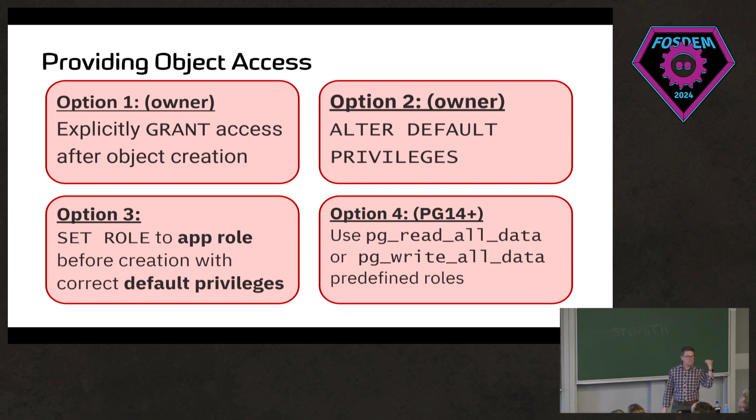And so you can either explicitly grant access every time to every kind of object, which is a lot of work, so do what you want to do. You can alter default privileges, and now anytime something is created in that database by that role, including something like migration scripts, they will inherit these privileges for whatever roles you assigned. You can then set role in the app.